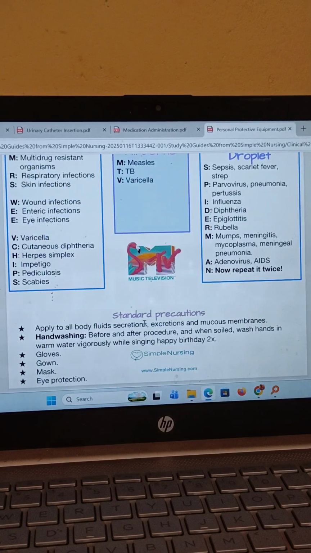Okay, so what's the standard precaution? You're supposed to apply it to all body fluids, secretions, excretions, and mucous membranes. Hand washing, we do it before and after a procedure, and even when soiled. We do hand washing in warm water vigorously. That's all about hand washing.